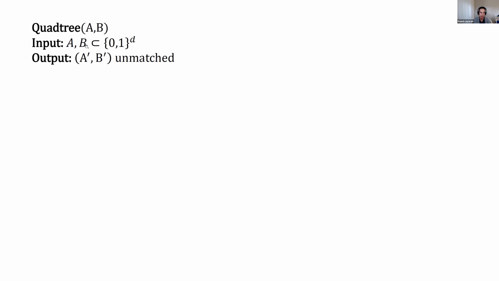So the output is an A prime, B prime, where at most one of these two is non-empty. And so if A is bigger than B, we return some A prime of unmatched points in A. If B is bigger than A, we return some unmatched points B prime in B. So that's all this output is saying. It's returning some points that weren't matched if one of the sets was bigger than the other. In particular, if A and B have the same size, these two will be empty.